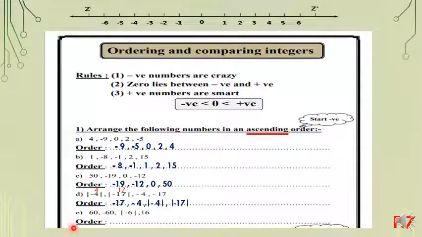Letter E. 60, negative 60, absolute value of negative 6, and here we have 16. We need to solve this first. Absolute value of negative 6 is 6. Now let's order. Here we have negative 60. I'm going to start with the negative. So negative 60, then I will take what? 6. What is the 6? The 6 is absolute value of negative 6. I'm going to take it in its original form. So I have negative 60, then absolute value of negative 6, then 16, and the last one will be 60. Here it is.